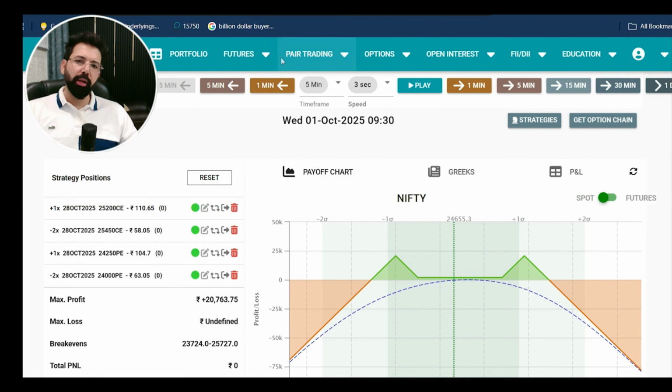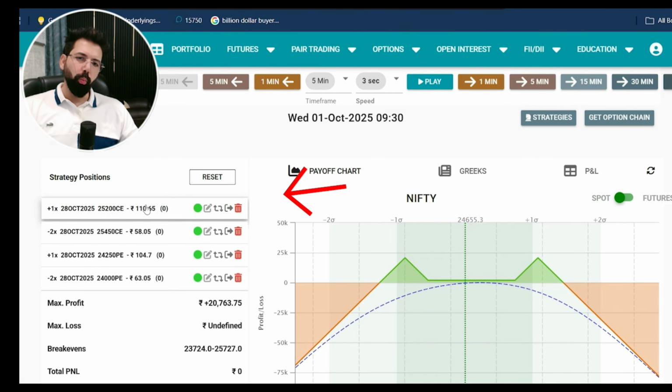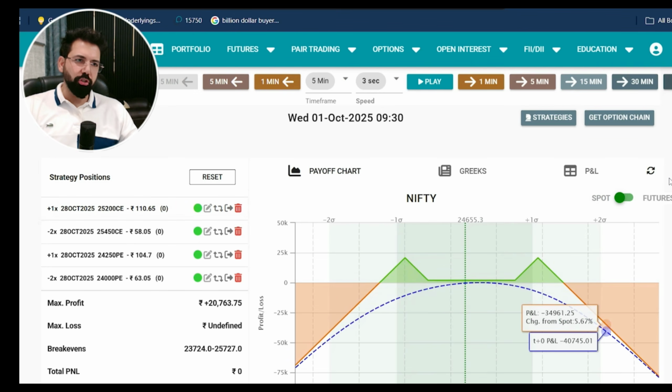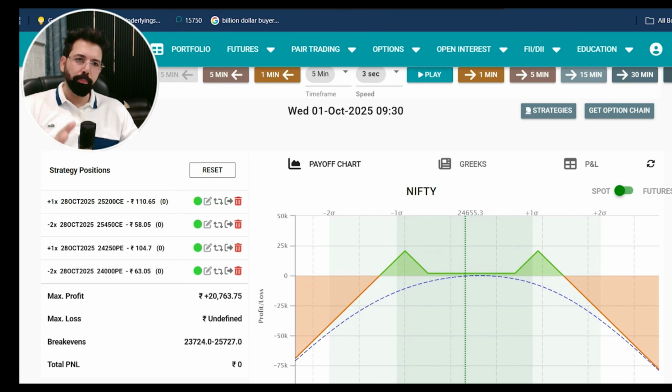As you know, Batman is a combination of two spreads, one on the call side, one on the put side. Here I've bought a 100 rupee call approximately and shorted a 60, same on the call and the put, and this is how it looks. Batman is getting very popular, but when the market starts to trend, it requires some kind of an adjustment.